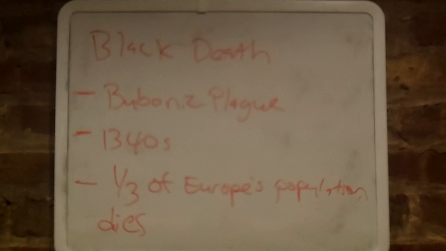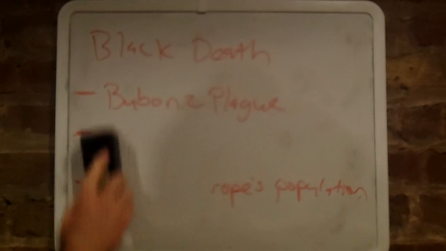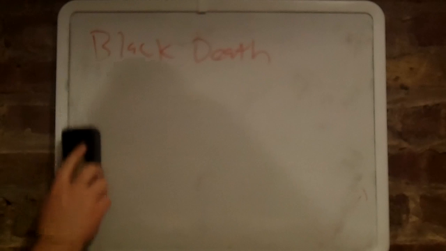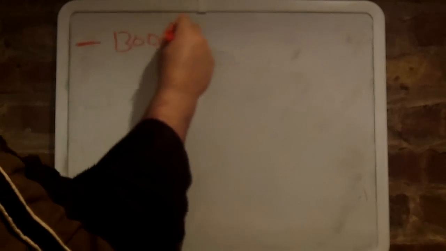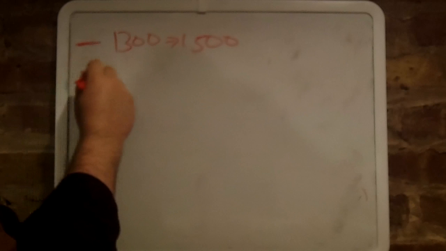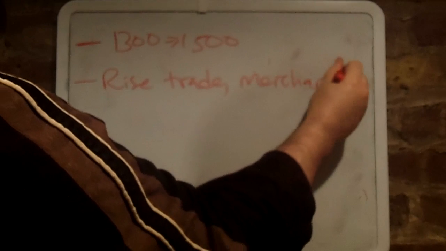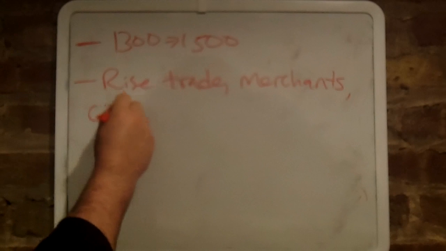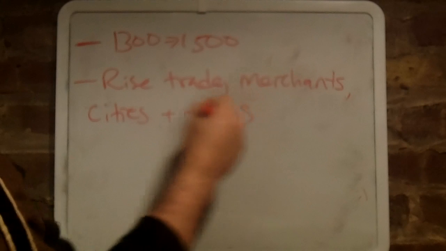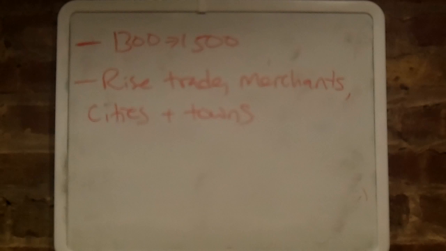And this was important because it helped bring an end to feudalism. The death of so many people led to a shortage of labor, and so the peasants were able to get a better deal. So this brought about, along with the Crusades, the rise of a merchant class. So 1300 to 1500, rise of trade, merchants. And of course, along with that came cities and towns. Of course, there were cities and towns before the Black Death, but the process of people moving into cities and away from the countryside accelerated in this period.